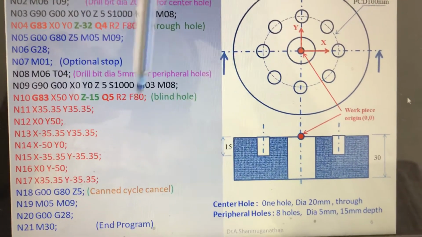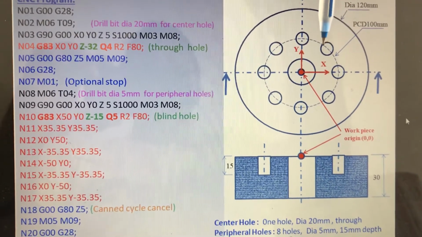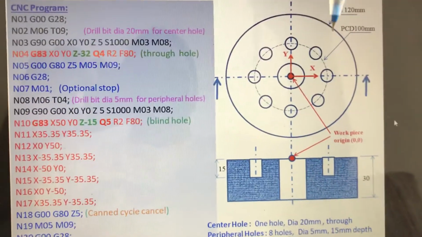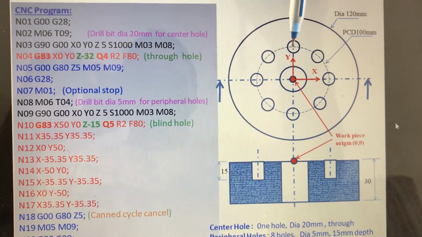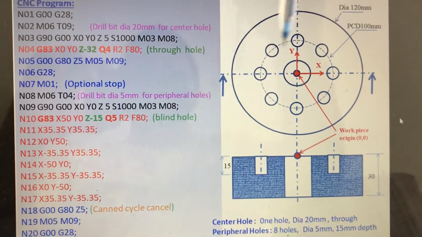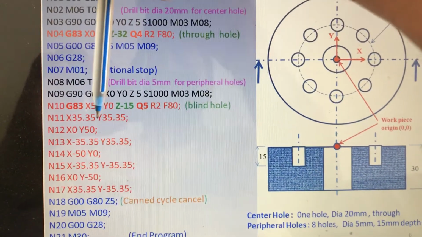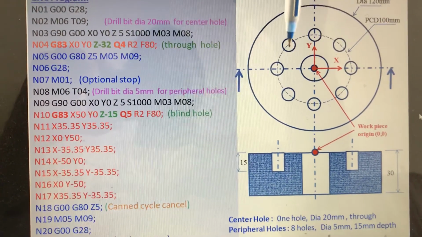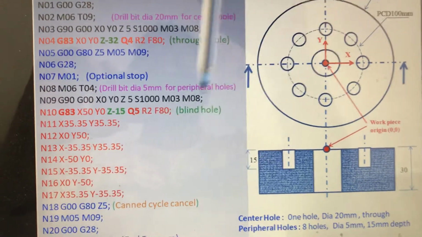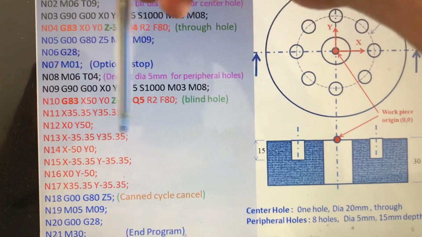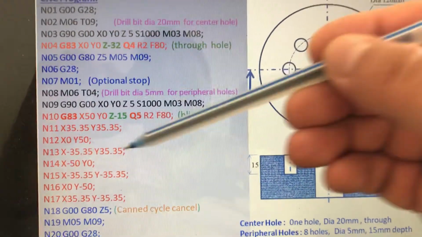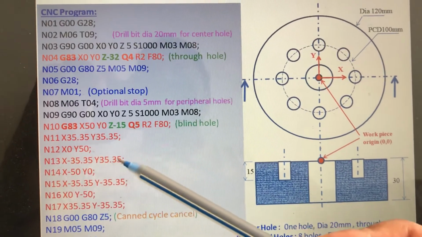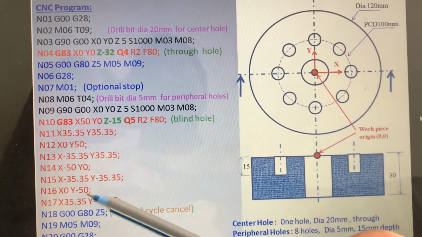After finishing the first hole, it goes to the second hole. Second hole is X 35.35, comma, Y is also 35.35. If it goes to the third hole, it takes the value of X is 0, Y is 50. Then it goes to the next value here, X is minus 35.35, comma, Y is 35.35. So X is minus 35, Y is plus. And like this, I have given the values for all these 8 holes. You see, this is hole number 1, hole 2, hole 3, hole 4, hole 5, hole 6, hole 7, hole 8.